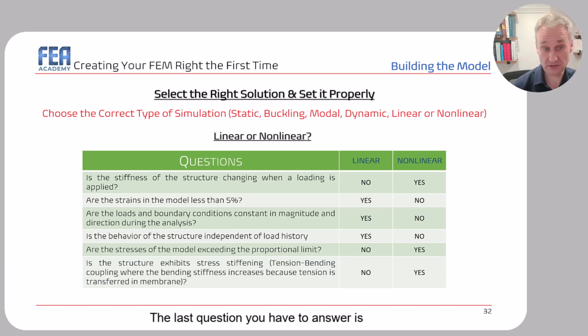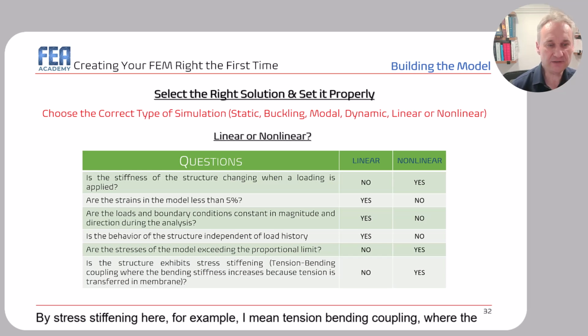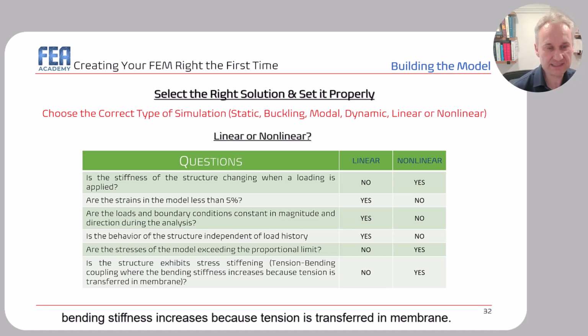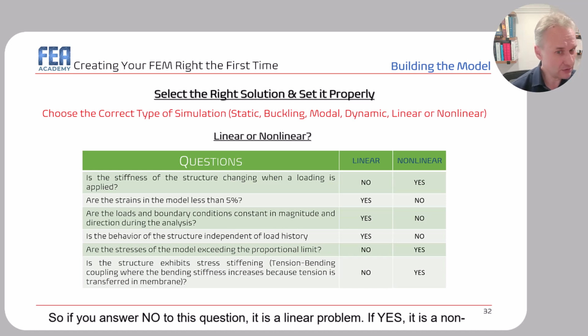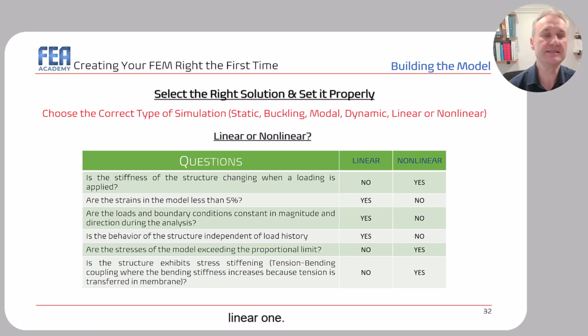The last question you have to answer is, does the structure exhibit stress stiffening? By stress stiffening here, for example, I mean tension bending coupling, where the bending stiffness increases because tension is transferred in membrane. Okay? So if you answer no to this question, it is a linear problem. If yes, it is a nonlinear one.